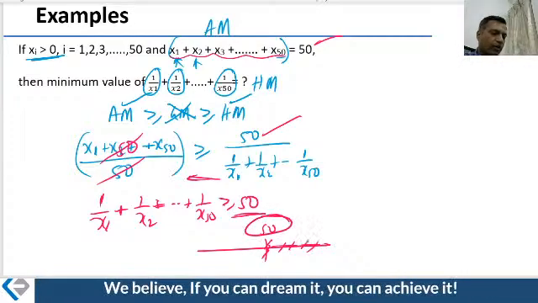Therefore, what is the minimum value, my friends? The minimum value of this expression is going to be 50. Perfect. All right, that's a simple example.